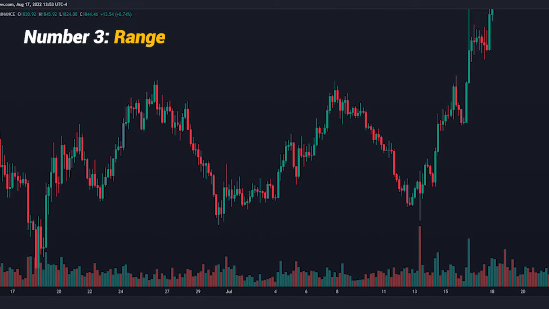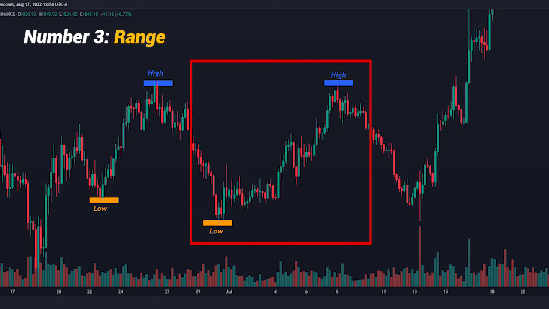Price trend number 3, range market. In this state of the market, the price constantly makes high and low levels at the same level. Pay attention to this example. Here you can see that a low is formed here and a high is formed here. And if you look closely at the next high and low, you will see that they are facing the previous high and low. I will introduce trading strategies for each of these market modes in the next videos.